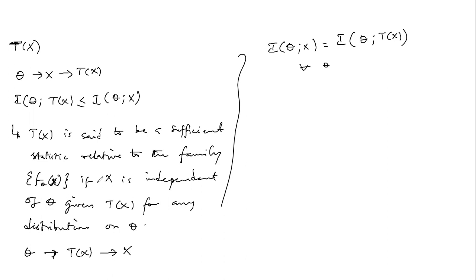A statistic T of X is a minimal sufficient statistic relative to f sub theta of x if it is a function of every other sufficient statistic U. So that is, we have theta, T of X, U of X, and X forming the Markov chain. So hence, a minimal sufficient statistic maximally compresses the information about theta in the sample.